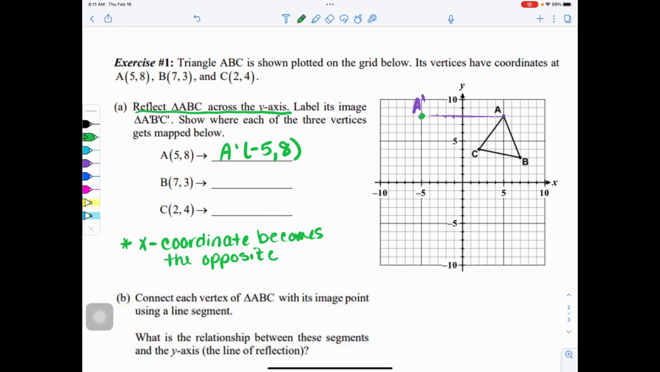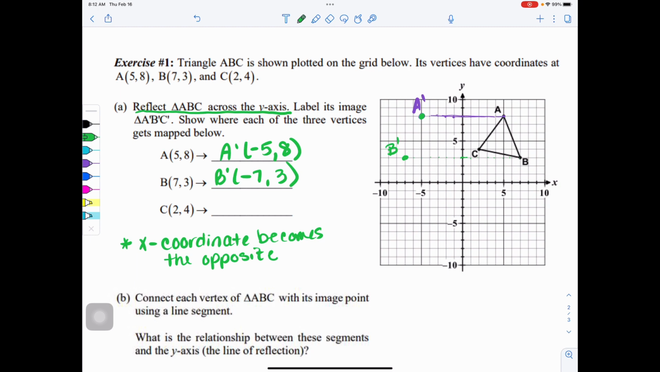So let's do that with actually point B. B is on this line right here. It's 1, 2, 3, 4, 5, 6, 7 away on the right. So I'm going to go 1, 2, 3, 4, 5, 6, 7 away on the left. And that point is going to be B prime. And so in this instance, if I go to the graph first, I can now come over here and write the coordinate after. So B prime is at -7, 3. But when you look at the coordinate, you will see the rule in action because the 7 became -7. The x coordinate became the opposite.